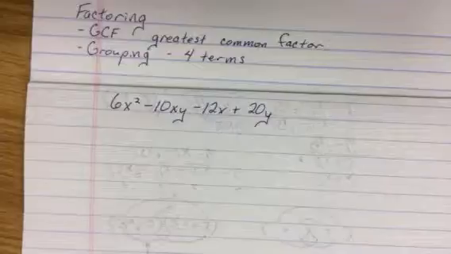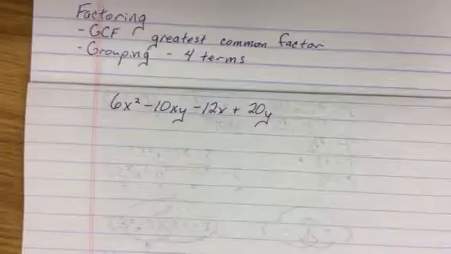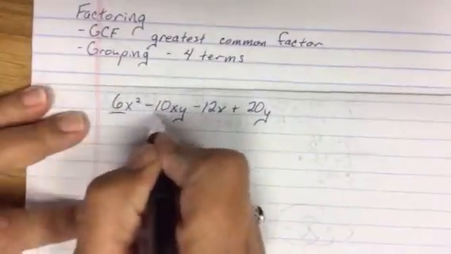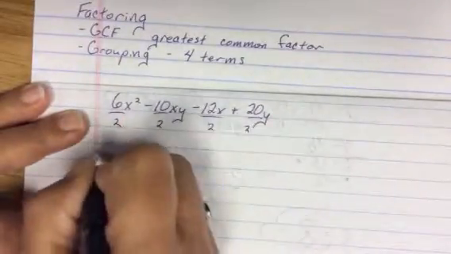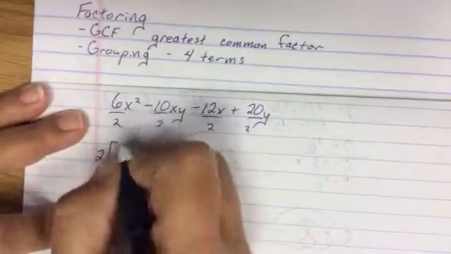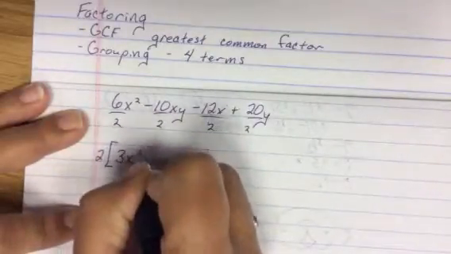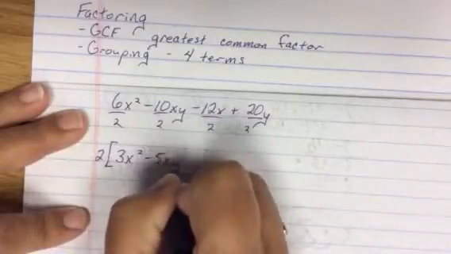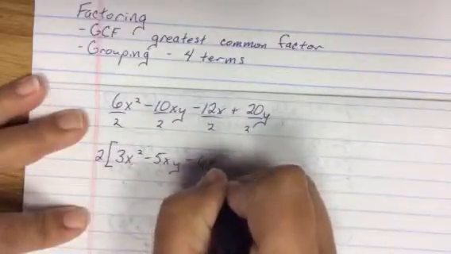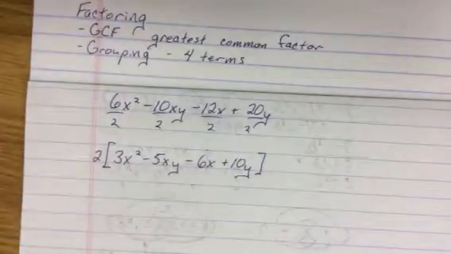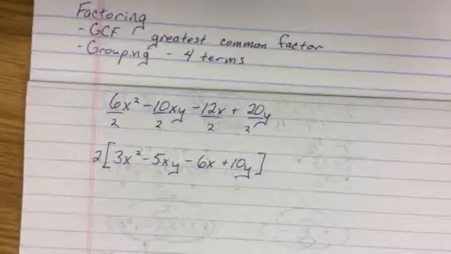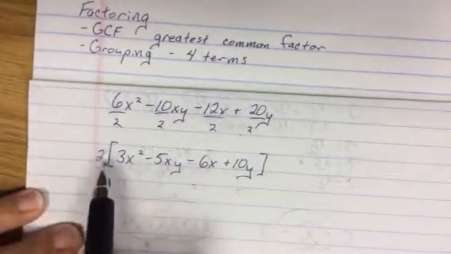Well, we have a GCF of all 4 terms. Don't forget, you can do that. I can take a 2 out of everybody. Now, I still have my 4 terms. My focus is going to be inside the brackets.